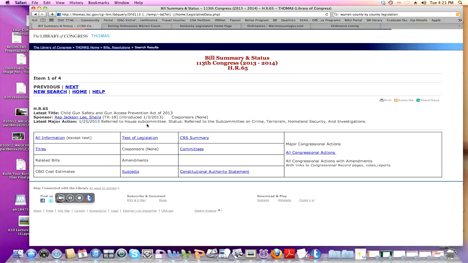It was referred to the House subcommittee, so it'll tell you what's going on with the bill, where it is in the process. It tells the latest title. Sometimes the titles change. And here you can get all the information on it, any related bills, the text of it, and a summary. That's probably the thing you want to read if you're going to be looking at it. So that's one way to look up legislation.